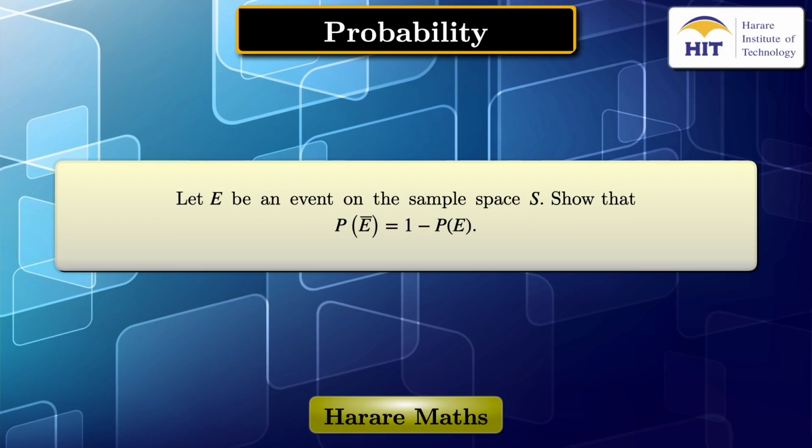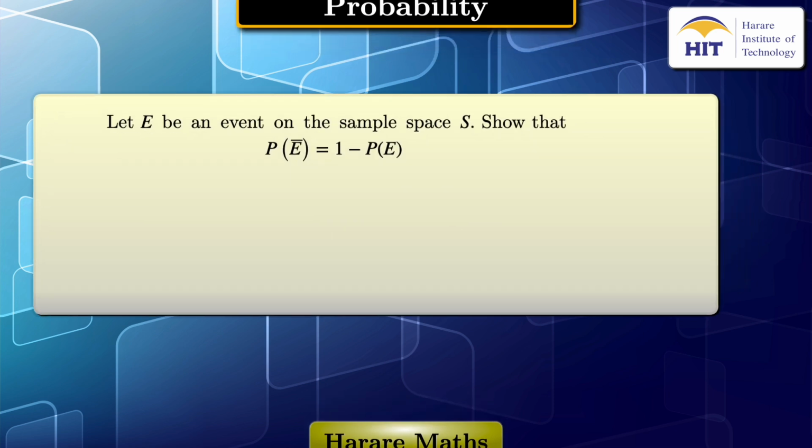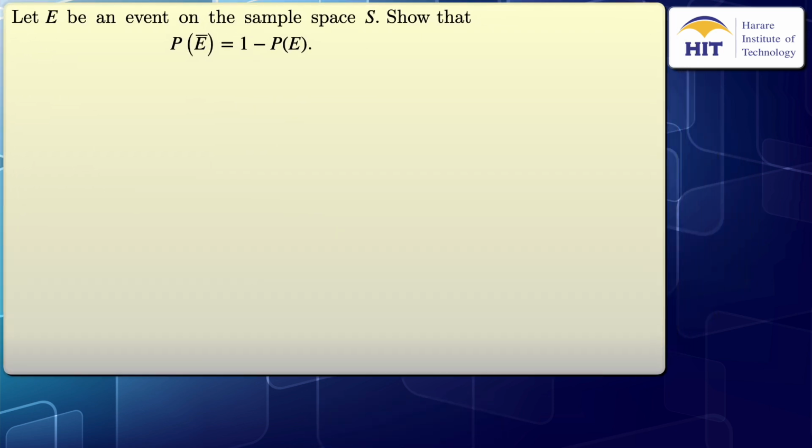Let E be an event on the sample space S. In this tutorial, I'm going to show that the probability of E complement is equal to 1 minus the probability of E. So we are given that information there. What I'll try to do is find an equation which links the event E to its complement.